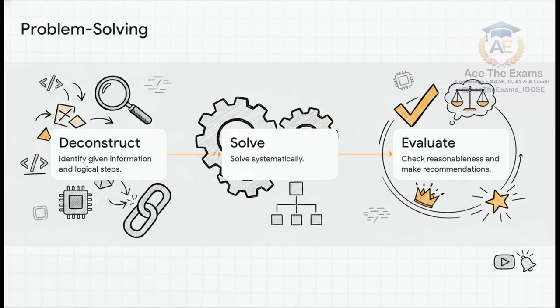3. Evaluate. You have to check your answer for reasonableness and make heavily justified recommendations. It is this 3rd step, the evaluation, that officially distinguishes an A-star student from a B student.